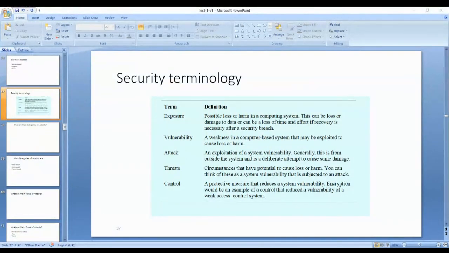It attacked Aramco, and around 30,000 machines were physically damaged. Around 30,000 machines physically damaged in one shot by Shamoon.